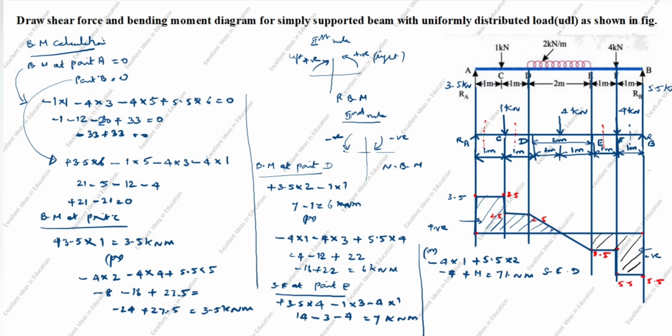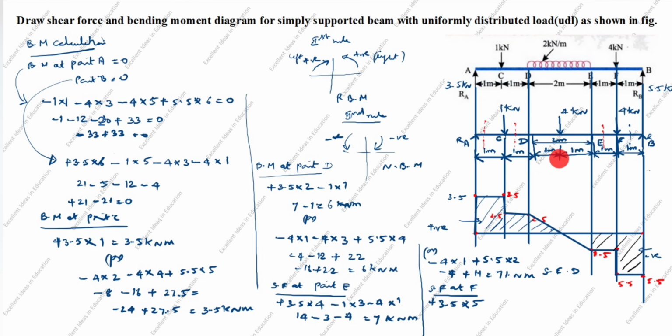Next we will calculate the bending moment at point F. From here to here we will calculate the left side. This side is the right side. You see the arrow goes up from here to here. This is clockwise. You see left side clockwise is positive. Plus 3.5 into the perpendicular distance from here to F, so 5.